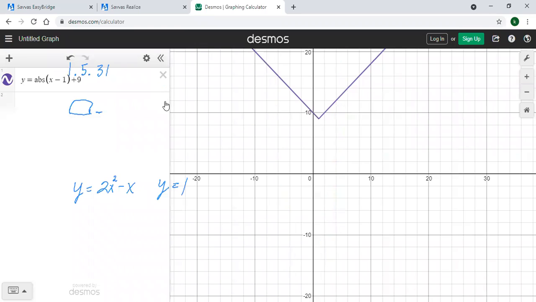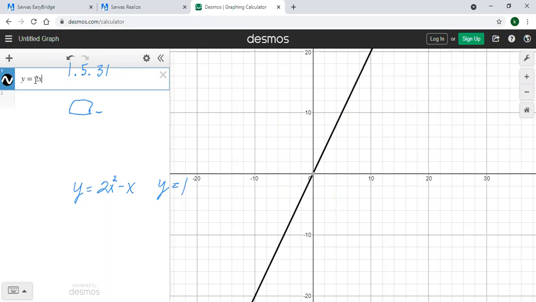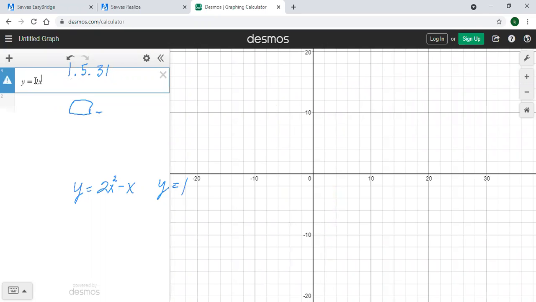All right, let me clear out what I did on the last problem. And let's put these in. Y equals 2x. I got to get a squared. So shift 6 is that little caret. Put my squared up there, arrow to the right. Need a minus x if I copied it correctly.